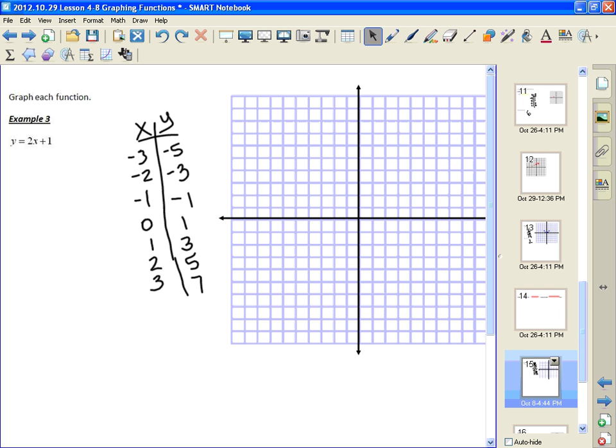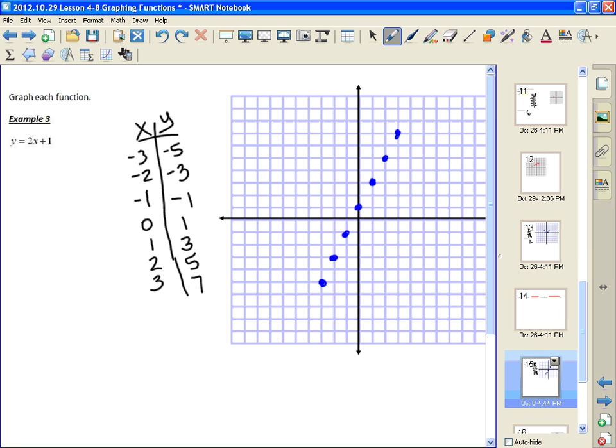So I'm going to graph all those points. So -3, -5 goes right there. -2, -3, -1, -1, 0, 1, 1, 3, 2, 5, and 3, 7.